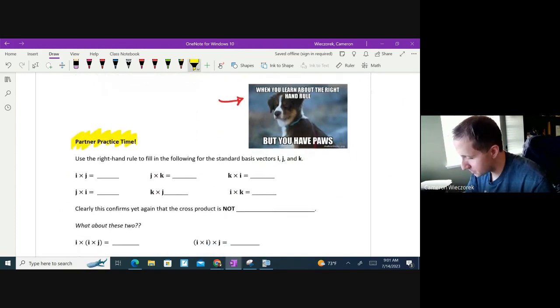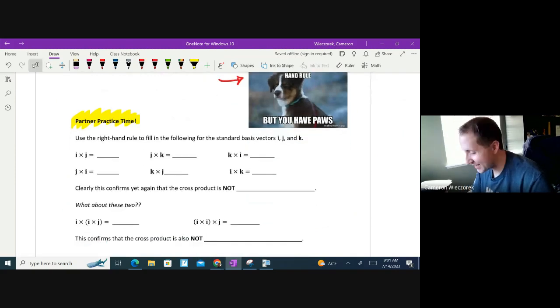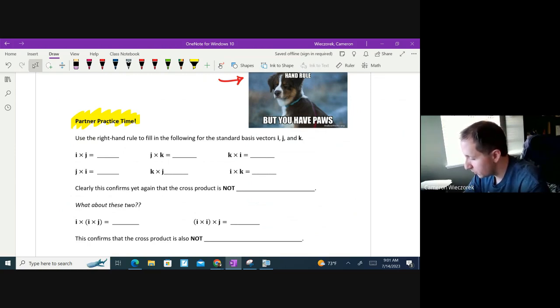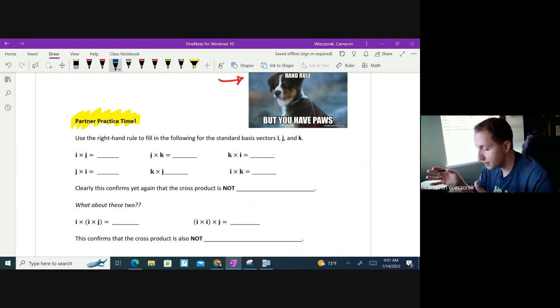Okay, partner practice. If you're watching this at home, it's going to be solo practice. Take a pause. Use the right-hand rule. Get some practice doing what I showed you with your wrist and your pointer fingers and your thumb. Use the right-hand rule to fill in the following about the standard basis vectors. So there's some very, very nice relationships if you take the cross products of the different standard basis vectors i, j, and k. So pause me for a minute and then we'll check these.